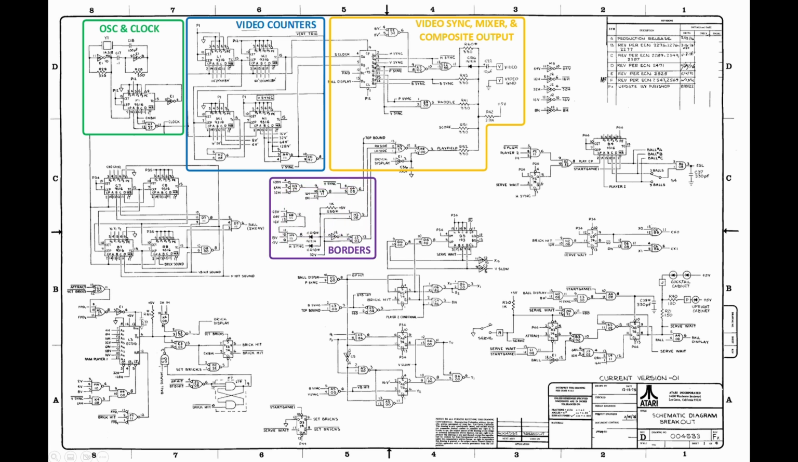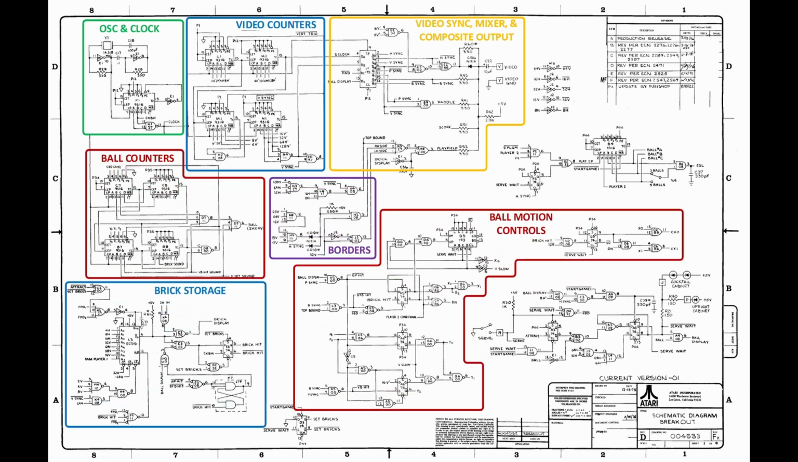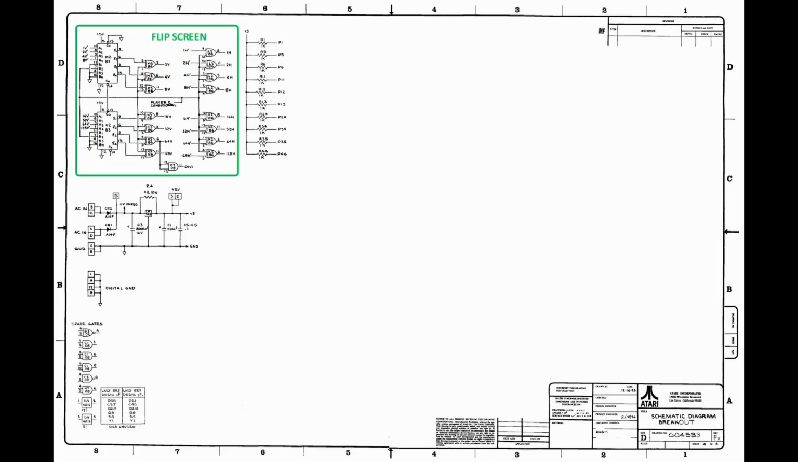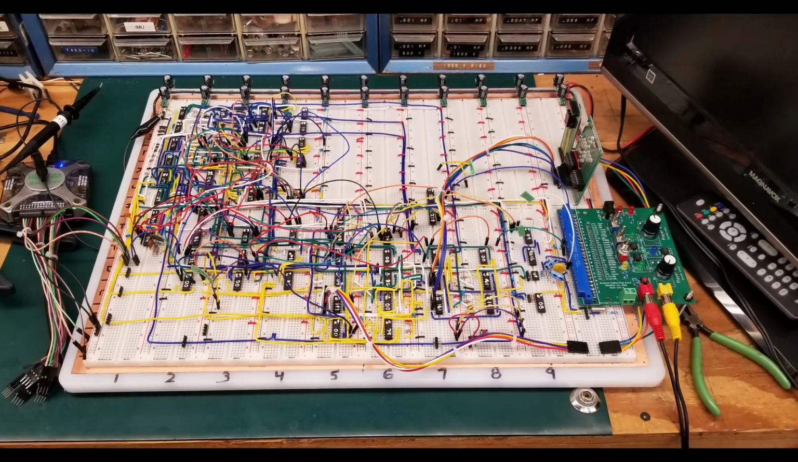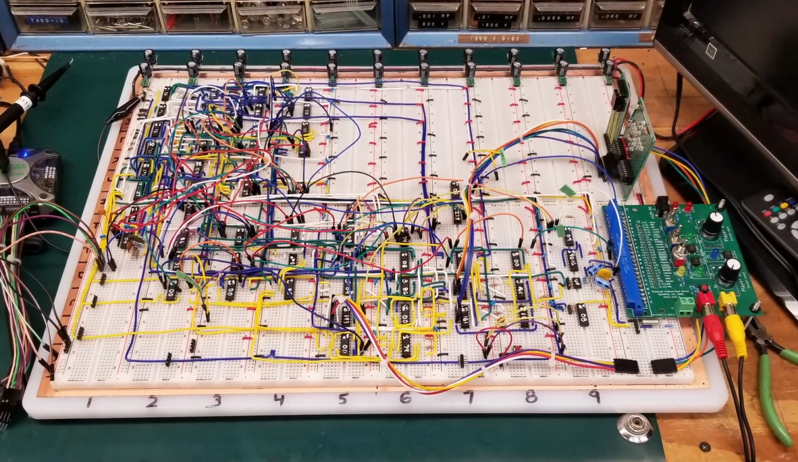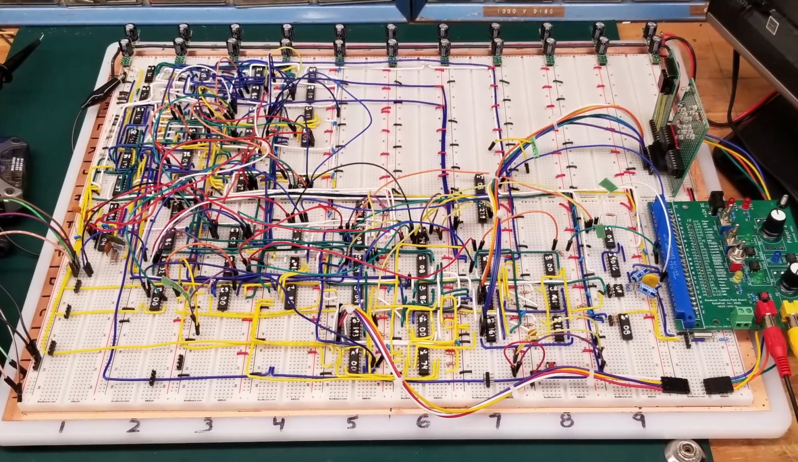So far we've built the oscillator, video basics, borders, ball counters, ball motion controls, and bricks on sheet 1, the paddle logic on sheet 2, and the flip screen circuit on sheet 4. We've been doing a lot of manual poking to get stuff to work. So to start tying everything together, today we're building the game state control logic, which will break up into 4 separate sections.